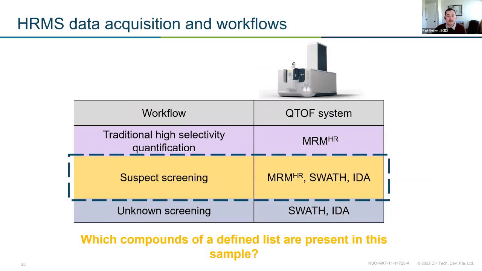But what if we wanted to ask another question, somewhat of a more broad question? So I've got this list of 1,000, 2,000 different fluorinated compounds. Are any of those compounds present in my sample? I don't have standards for them. I probably can't purchase standards for them. They don't exist. But I want to screen my sample and figure out if they're there.